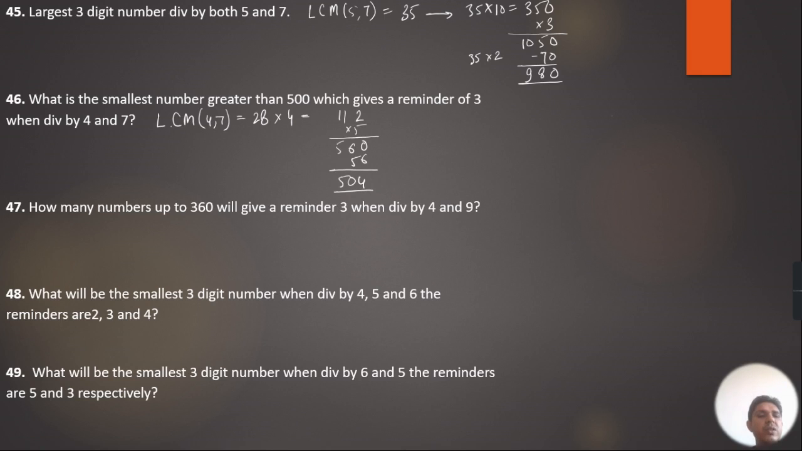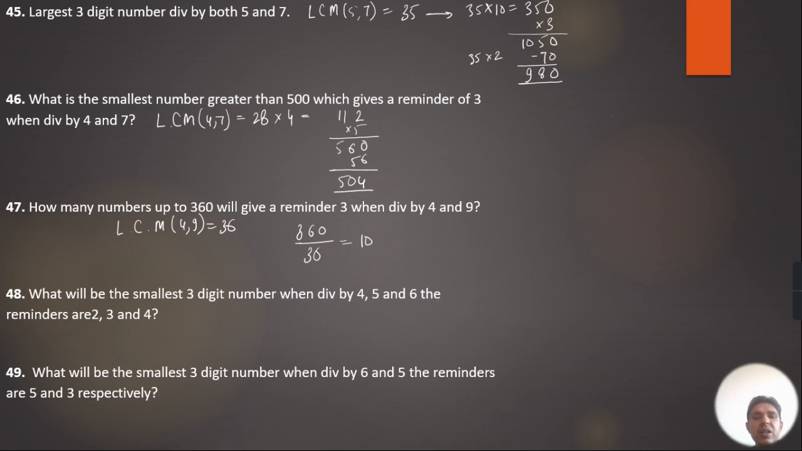Now coming to the next question, 47. The question is, how many numbers up to 360 will give a remainder 3 when divisible by both 4 and 9? So students, divisible by both 4 and 9, so we can take the LCM of 4 and 9. This will be 36. Now we can check how many numbers are there which can be divisible by 36 up to 360. So if we divide 360 by 36, we are getting the quotient 10.